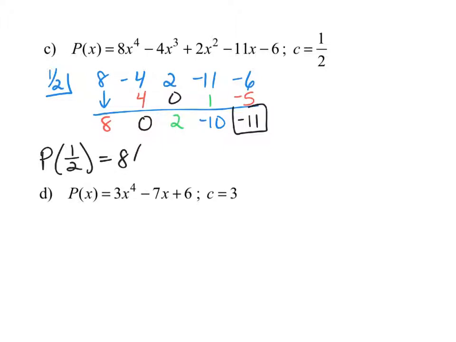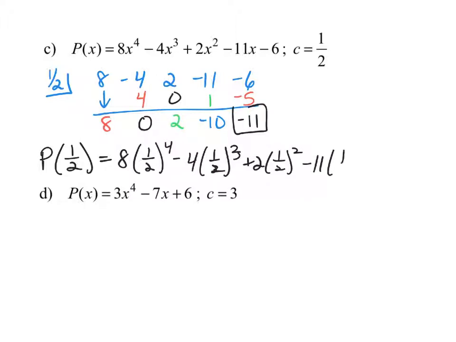You could check this by plugging 1/2 into all of those x values. So 8 times 1/2 to the fourth power minus 4 times 1/2 to the third power plus 2 times 1/2 squared minus 11 times 1/2 minus 6. If you were to evaluate that, you would get the same answer as the remainder that we got with synthetic division.